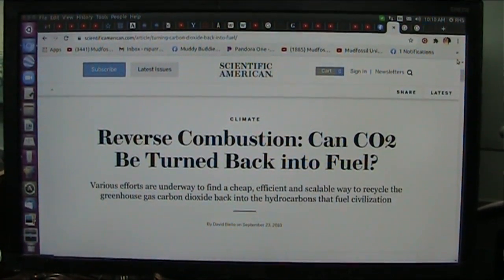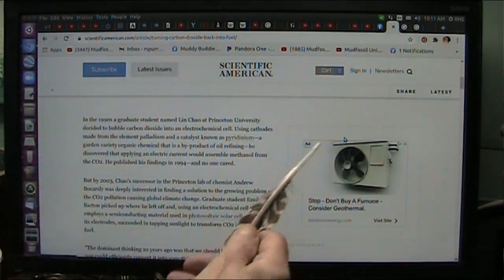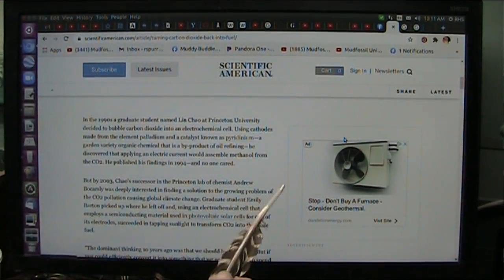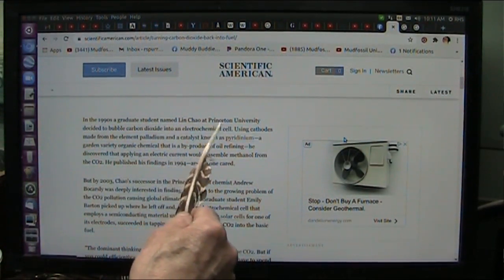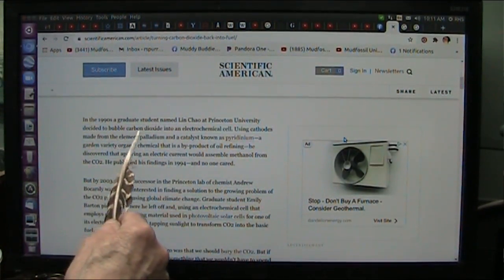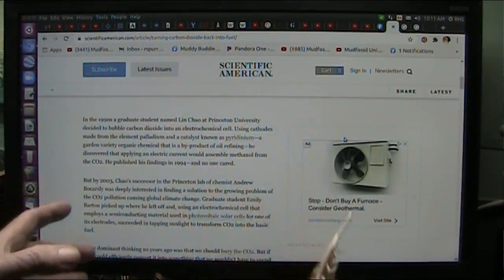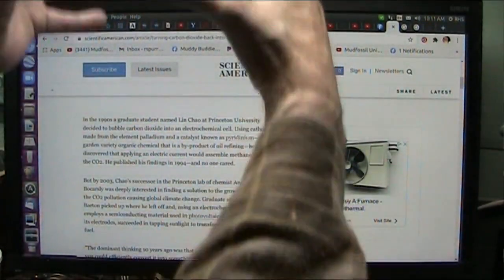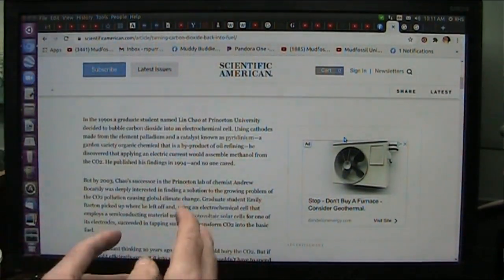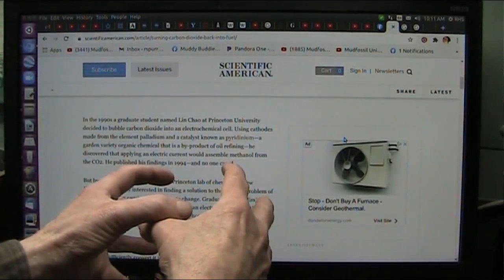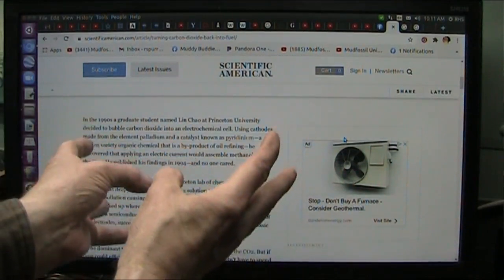Let me show you. Now, once again, this is one of these stories where somebody had the idea and nobody paid attention, but I can see it's absolutely going to work. In 1990, graduate student Lin Chao at Princeton University decided to bubble carbon dioxide into an electrochemical cell. All that means is he's got a tube, and he's bubbling the carbon dioxide up through there, and he's injecting it with electricity.